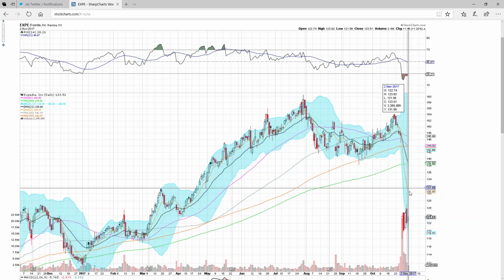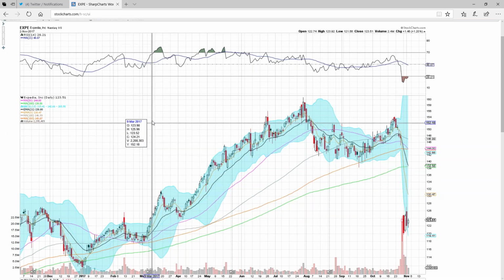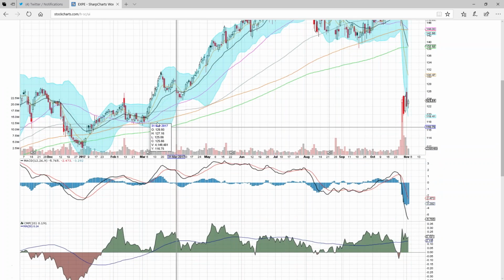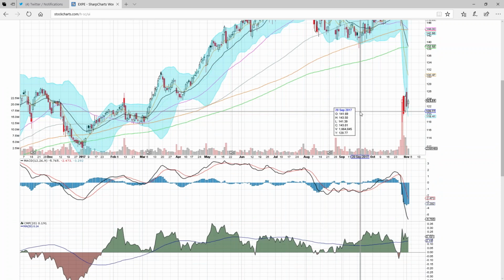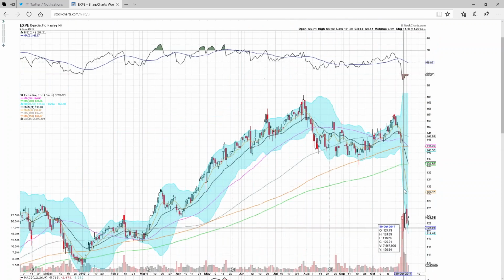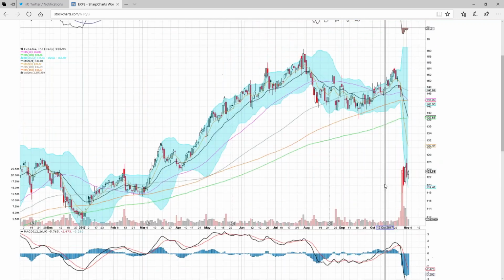Most likely, you got to let the 8-day come down. Maybe it trades up to the 8-day at some point, but if they want it, they will buy calls on Expedia, and I haven't seen anything on it at this point. It is at support. That's the only good news. What's interesting is CMF is staying up on it. That's really interesting all the way down here. That means institutions are still staying with it.